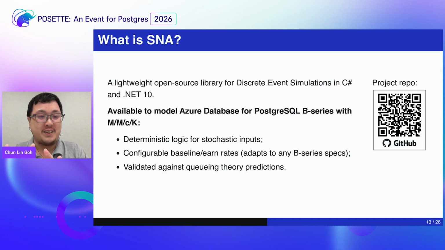So with this library, I'm able to model what we discussed just now with the M/M/c/K queue. It provides deterministic logic for the stochastic inputs. As you saw just now, the table with a lot of baselines and rates, I just put them in as the input parameters for the simulation. Then I can configure it and see what the output from the simulation is. With that, I can validate against the queuing theory prediction.